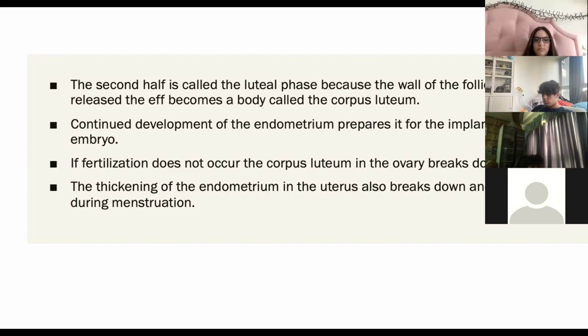Now the endometrium is continuously preparing itself. If fertilization does not occur, the corpus luteum in the ovary, which is just helping in progesterone secretion, will also break down. This will also go away. And the thickening of the endometrium in the uterus also breaks down, and it is shed through the process of menstruation. So is the entire process clear?